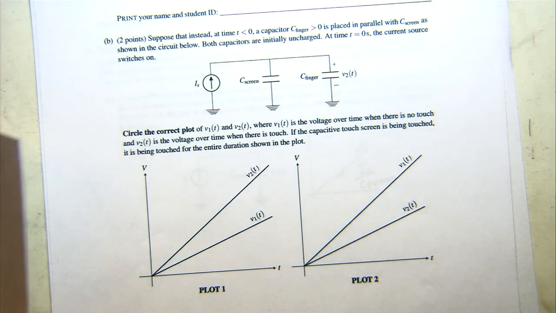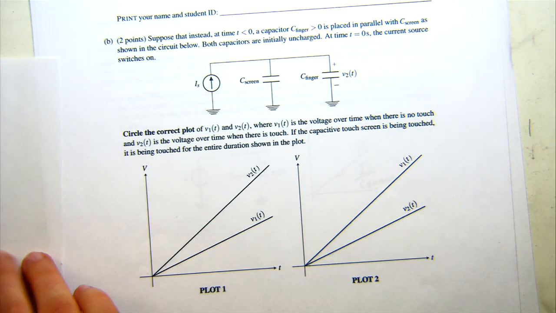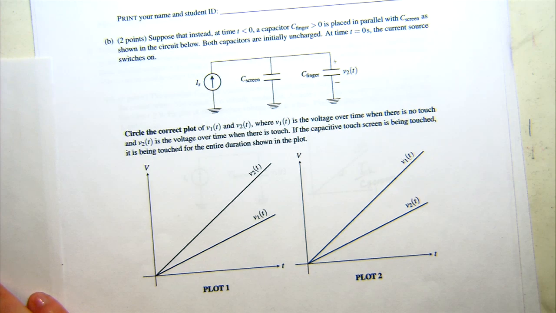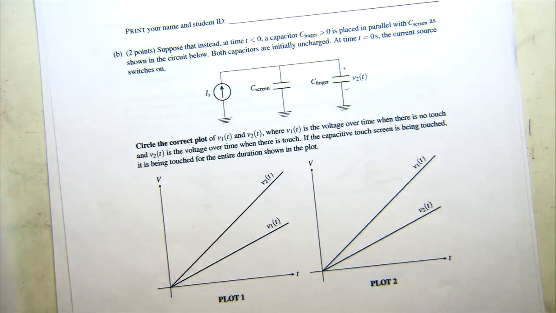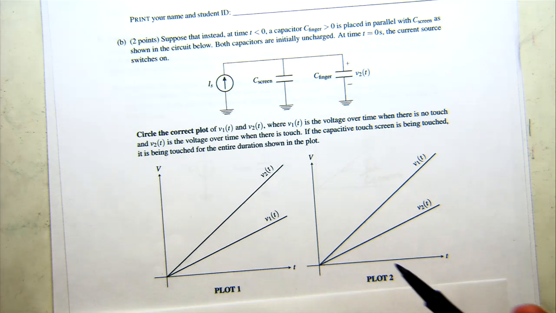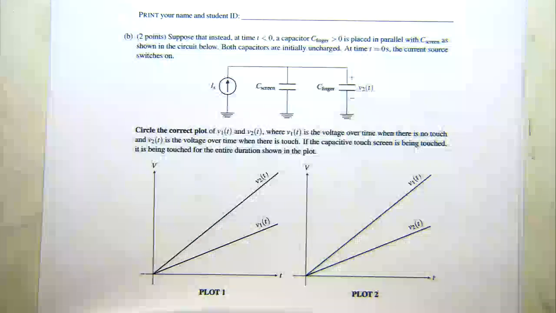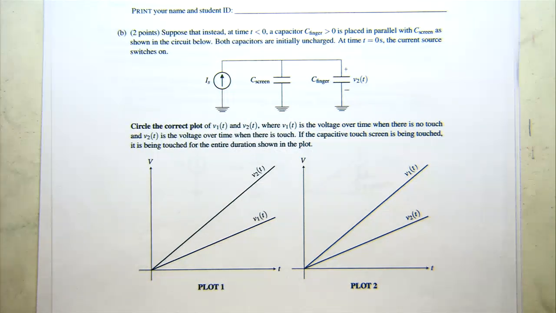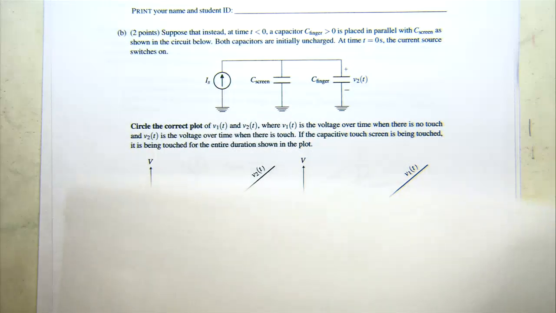So now we're looking at if we have another capacitor in here, which is our C finger, if we're touching it. So there are two capacitors in parallel. And we're trying to figure out what is the correct plot, where V1 is the voltage in part A, and V2 will be the voltage that we will calculate in part B.